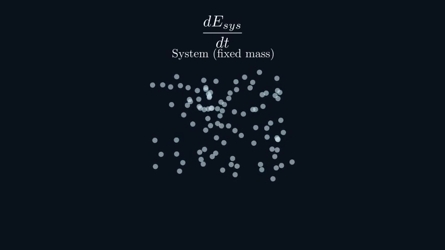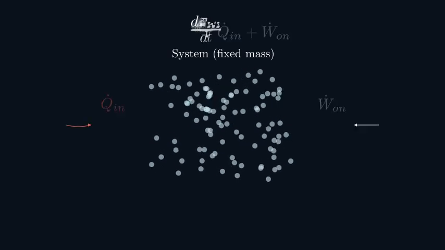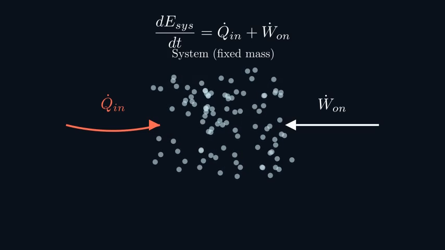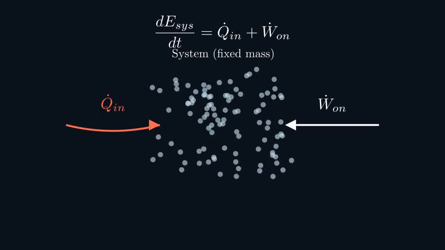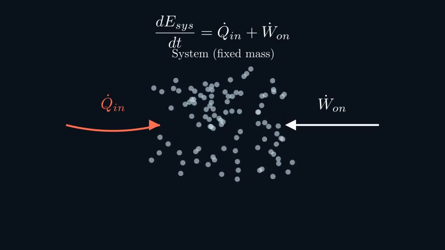The change in the system's total energy is equal to the rate at which heat is added to it plus the rate at which work is done on it. This is beautiful, but for a fluid flow problem, like water in a pipe, tracking a specific system of water molecules as it moves and deforms is incredibly difficult. It's much easier to draw a fixed box in space and watch the fluid flow through it. We call this a control volume.